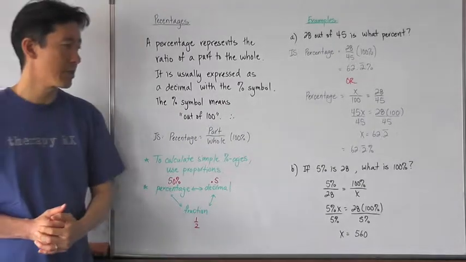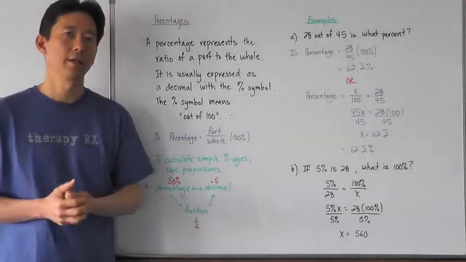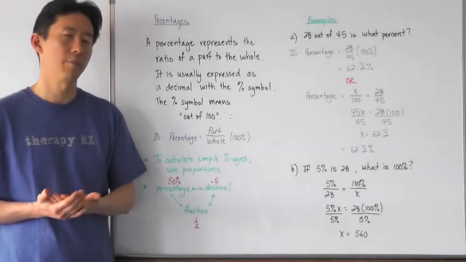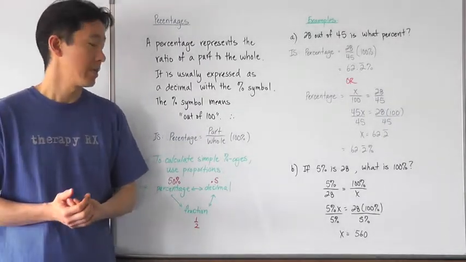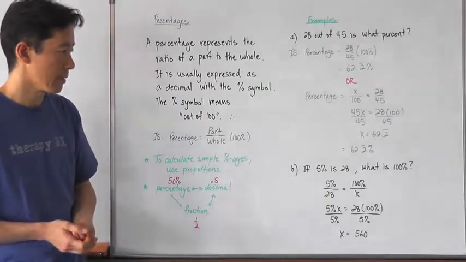Now, if 5% is 28, what is 100%? Now take a look at this. We could do this in a much more complex way, but I think again, if we use proportions, this is going to be a very direct and straightforward problem to solve.